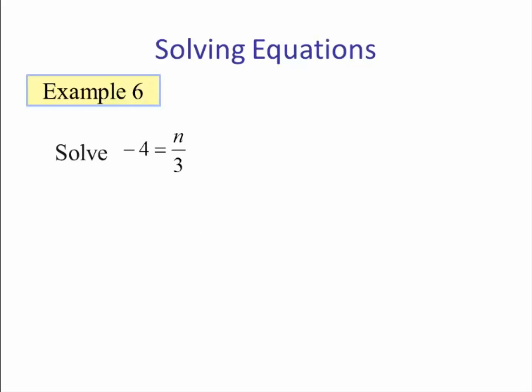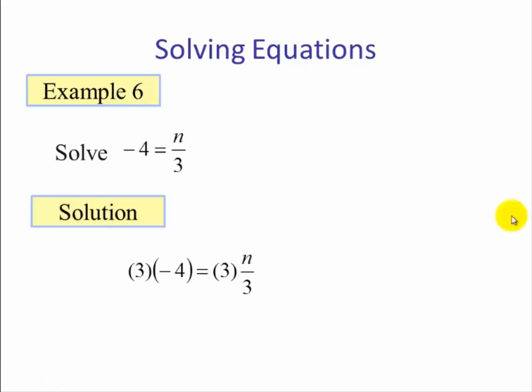Our last example, we have -4 equals n divided by 3. N is on the right hand side. We need to get rid of the 3. The 3 is dividing, so we're going to do the opposite of divide and multiply both sides by 3. So left hand side becomes -12. The 3's cancel, we're left with n. That's our solution. -12 equals n.